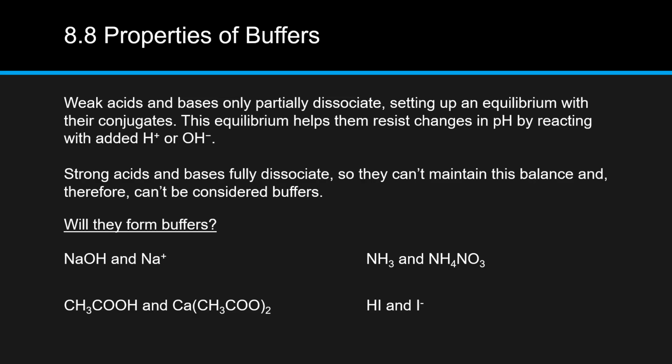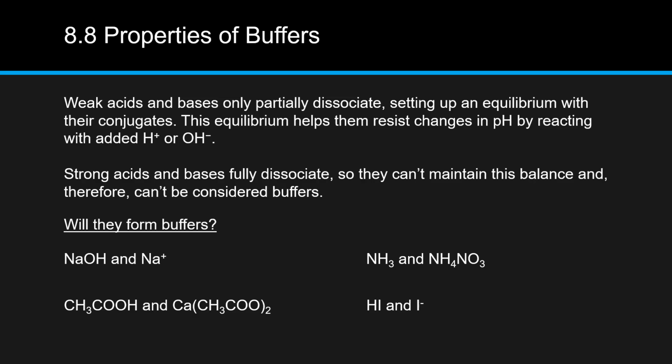So let's apply that idea and look at the following four pairs and figure out if they will form buffers. Our first pair is sodium hydroxide and Na+. That is not going to form a buffer because NaOH is a strong base and Na+ is just a spectator ion, so it's not even a conjugate pair. NH3 and NH4NO3 will form a buffer because NH3 is a weak base and NH4+ is the conjugate acid that comes from that.